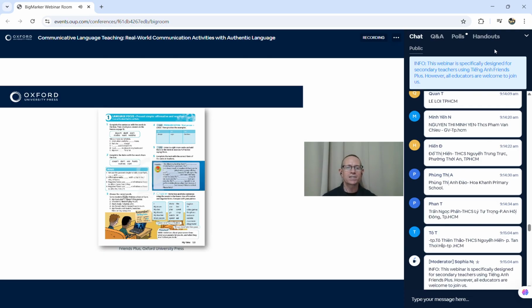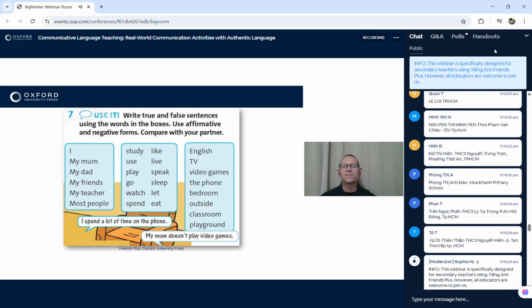Here we're talking about present simple for everyday activities, and there are plenty of activities for things such as correct verb forms, etc. Then at the end of the page, in Friends Plus, you will often find these user activities for you to communicate in class and share your sentences with your partner. And that will be a productive activity.